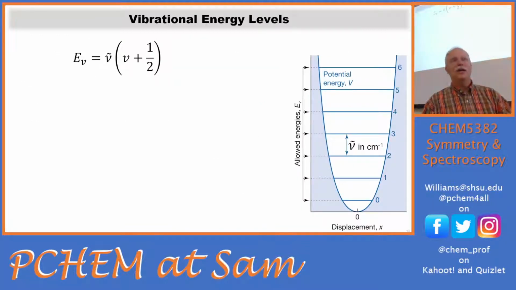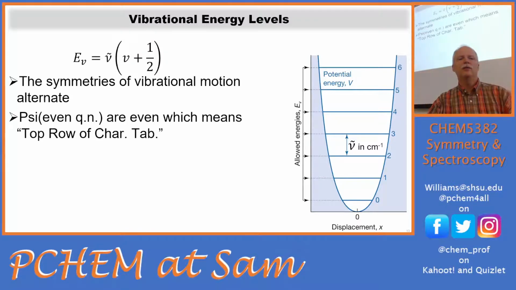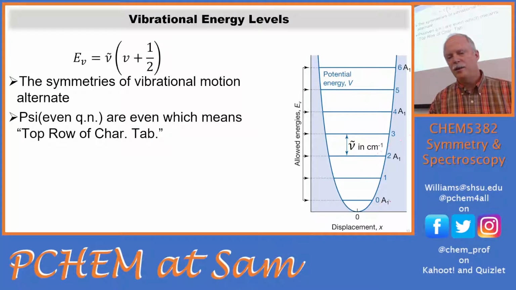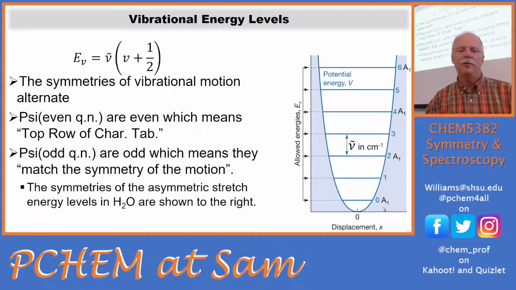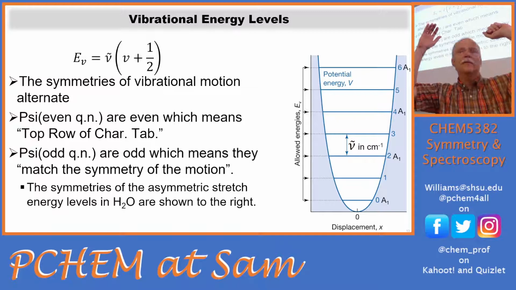So vibration also has alternating energy levels. The even quantum numbers are the top row. So V equals 0 is A1, V equals 2 is A1, 4, 6, etc. And then the odd quantum numbers, V equals 1, 3, 5, etc., are whatever the symmetry of the motion is. And so when you did your Mulliken notations for the vibrational motions with the arrows, those are the symmetries of the odd vibrational quantum numbers. Okay.